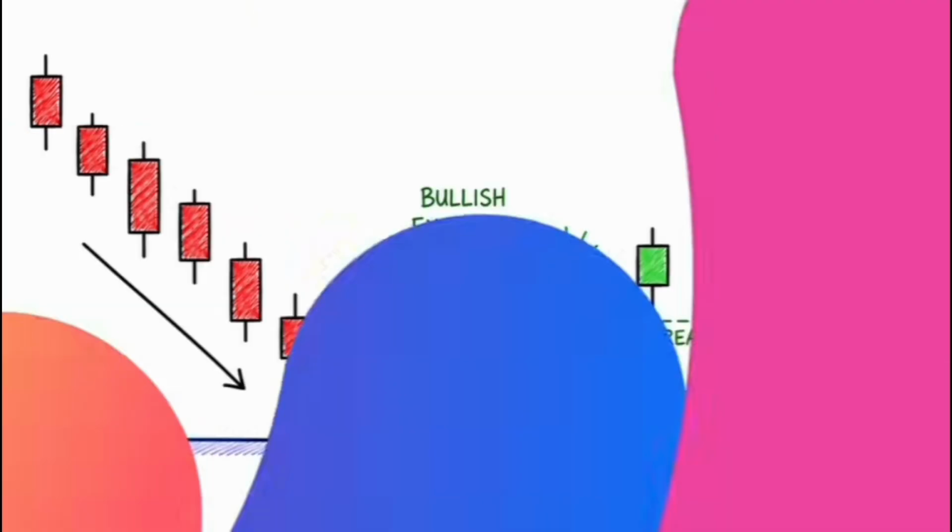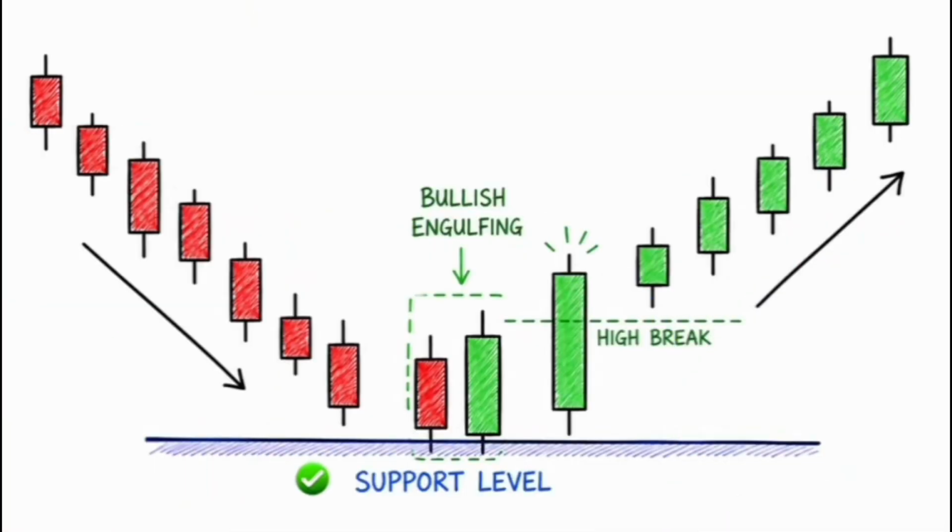Whenever a bullish engulfing pattern forms at a support level, and the next bullish candle breaks above the bullish engulfing candle's high, the market can reverse from that point and begin an upward move.